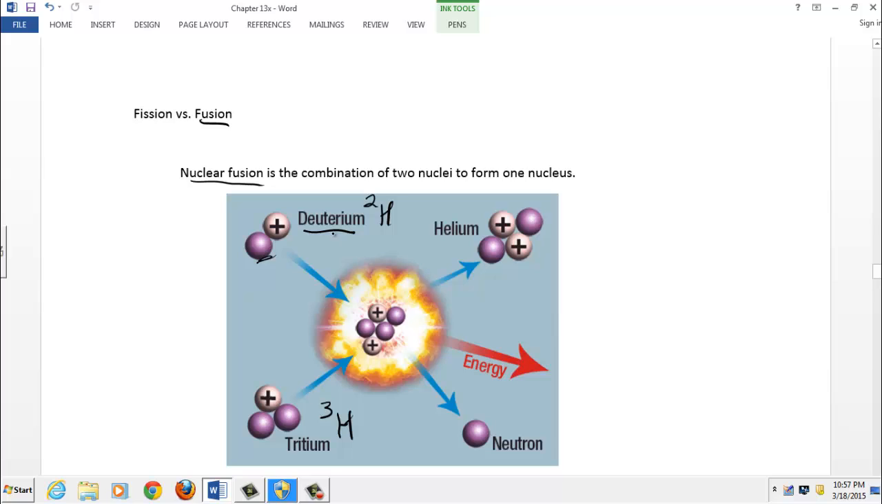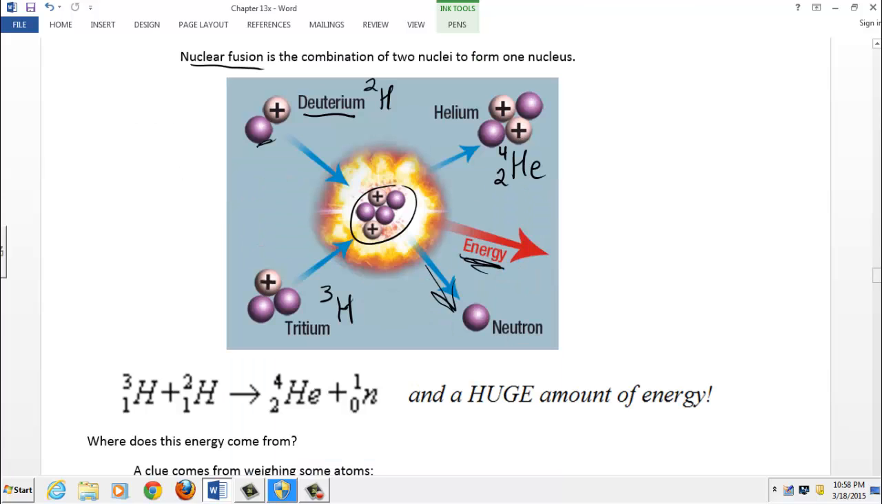Well, we can have those two atoms, deuterium and tritium, collide so that their nucleus fuses together, and then it turns out there'll be an extra neutron that's kicked out, and you end up with a helium atom or helium nucleus with 2 protons and 4 neutrons, and that's really stable. And then, interestingly, a whole bunch of energy comes out. So then the question is, where's that energy coming from?